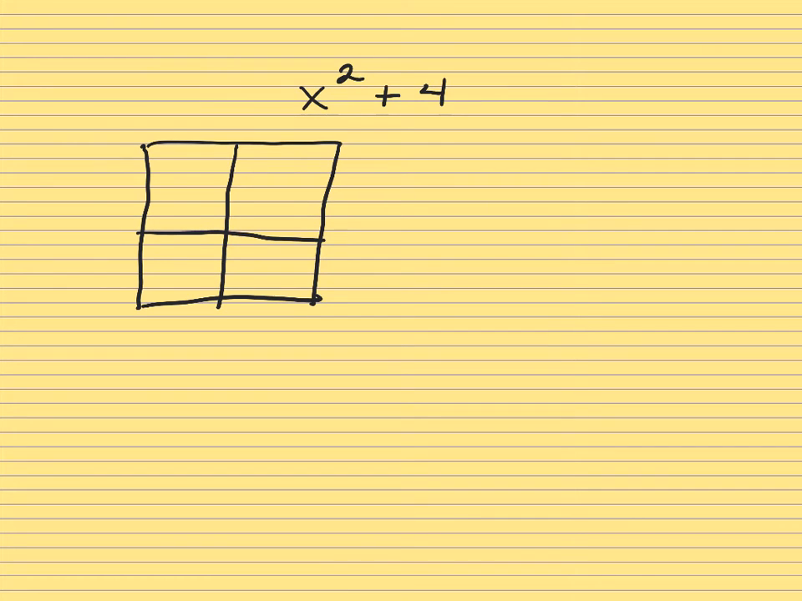I want to go through another example with you. What if we are trying to factor the quadratic expression x squared plus 4? What would that look like? Again, I'll make my area model, place my first term and my last term.